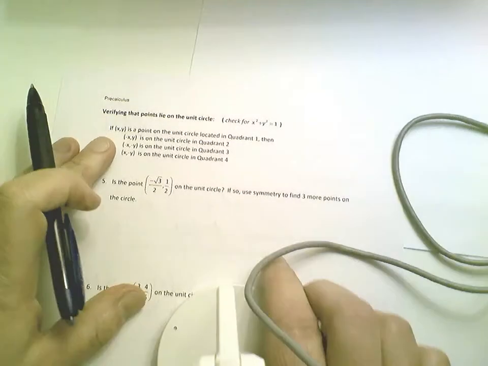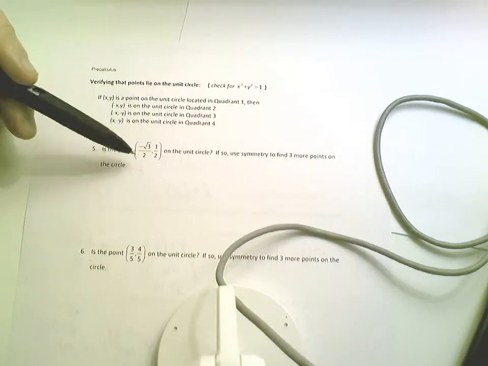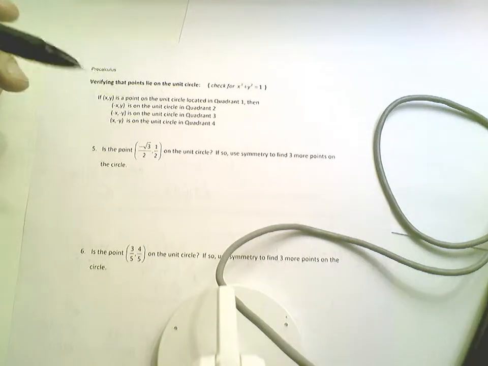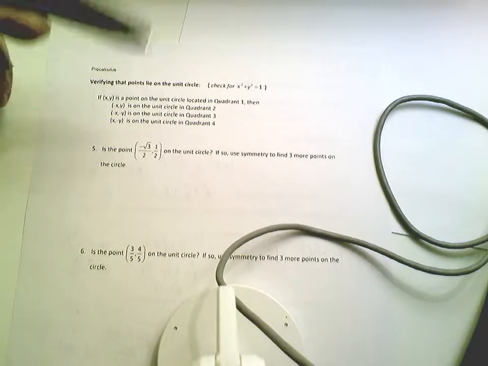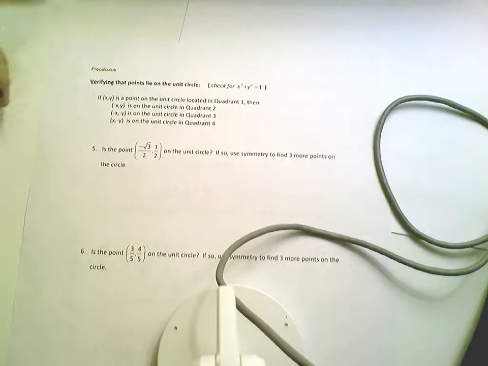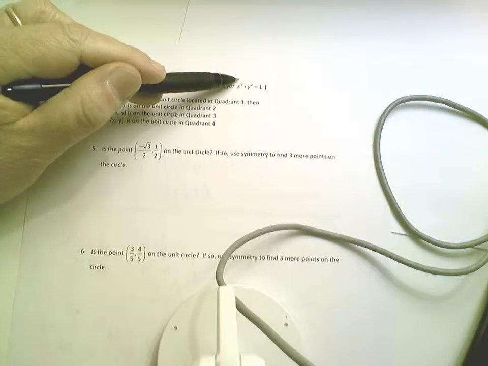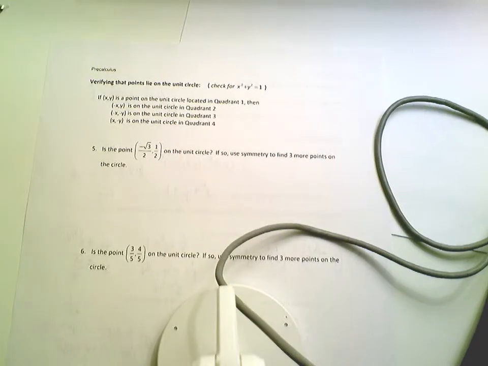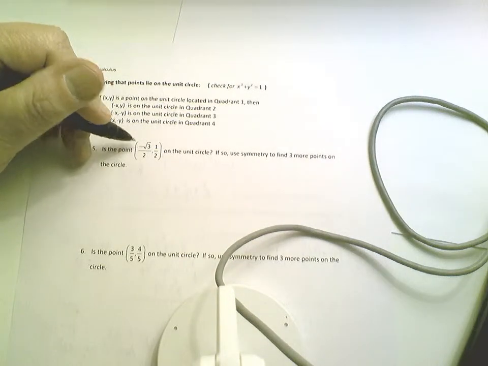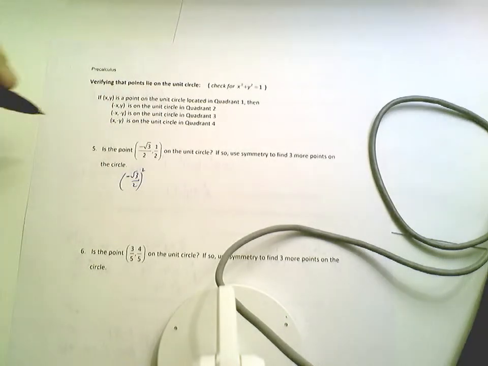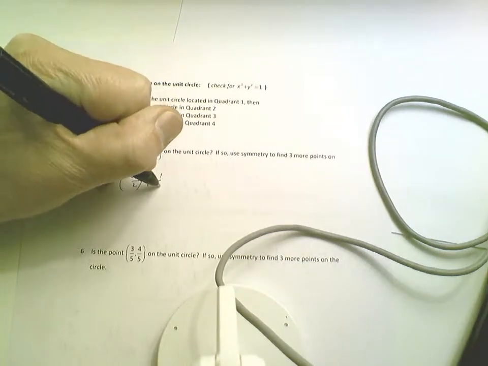So, is the point (negative square root of 3 over 2, 1/2) on the unit circle? And if so, use symmetry to find its symmetry partners, the other 3 points on the unit circle that would also work. Well, how do I know if this point's good? It needs to satisfy x squared plus y squared equals 1. Let's check this point out. Negative root 3 over 2 squared plus 1/2 squared equals 1.